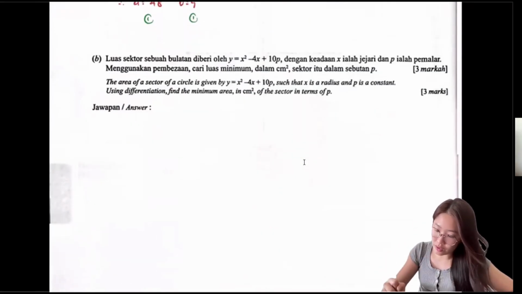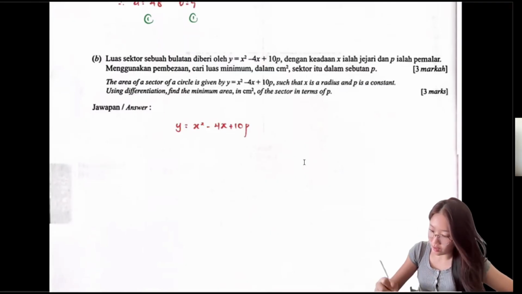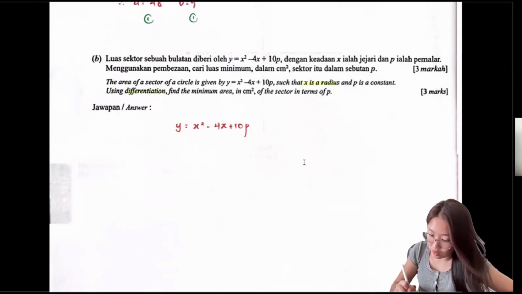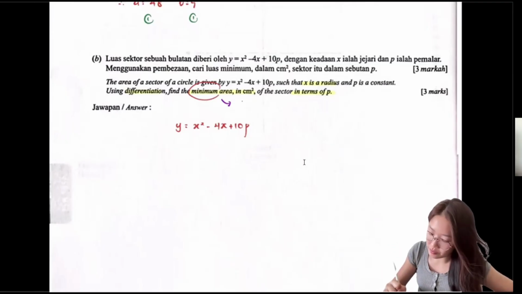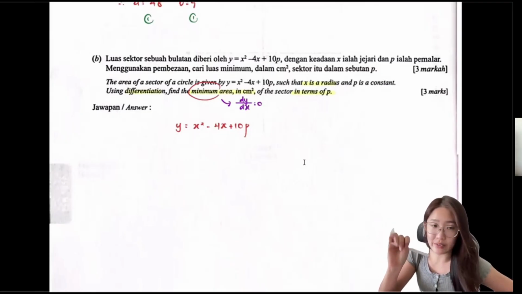Now, next question, B. The area of a sector of a circle is given by y equals x squared minus 4x plus 10p, such that x is a radius and p is a constant. Using differentiation, find the minimum area in cm squared of the sector in terms of p. Your answer has p. The keyword is minimum. When you're doing differentiation, when you see the word minimum, maximum, turning point, stationary point, you have to do one thing, which is to substitute dy/dx equal to 0. The 4 keywords are minimum, maximum, stationary, and turning point.